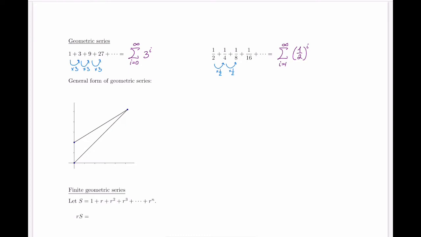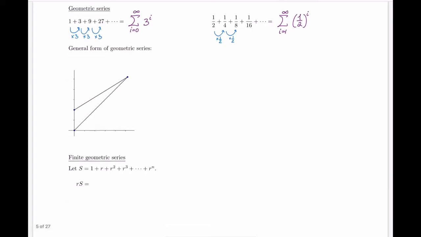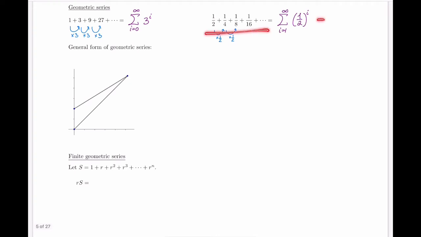Now, there are two types of geometric series. These are the infinite ones, so the ones that go on forever. And then there's the finite ones, so the ones that actually have the last term. First, we're going to talk about the infinite geometric series, and we're actually going to derive the formulas for how to compute the summation of any geometric series altogether.